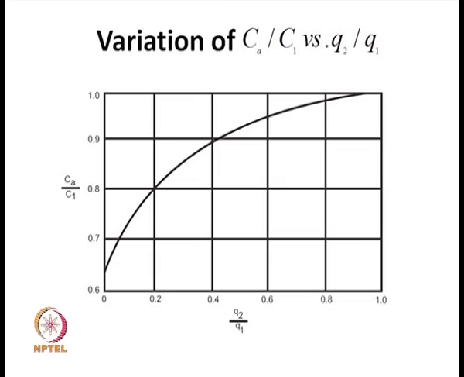And now using this chart, for this case also we can determine Q2 by Q1. Then, using this chart, we know the C1 value, so the only unknown is Ca. Suppose Q1 by Q2 is 0.4, so Ca by C1 is 0.9. That means Ca will be 0.9 times C1, and here C1 is also known. In this way we can determine the values of the different parameters.